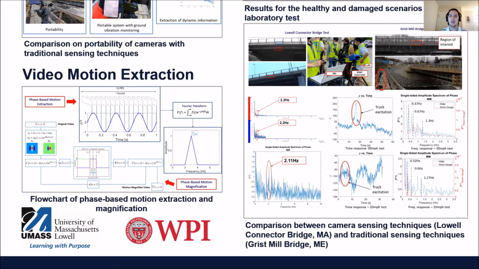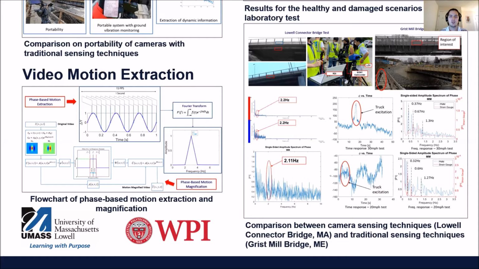But how can we extract that information from images? So we basically used two algorithms here. One is phase-based motion extraction and the other is phase-based motion magnification. Both of them work in a similar way, but quite differently.